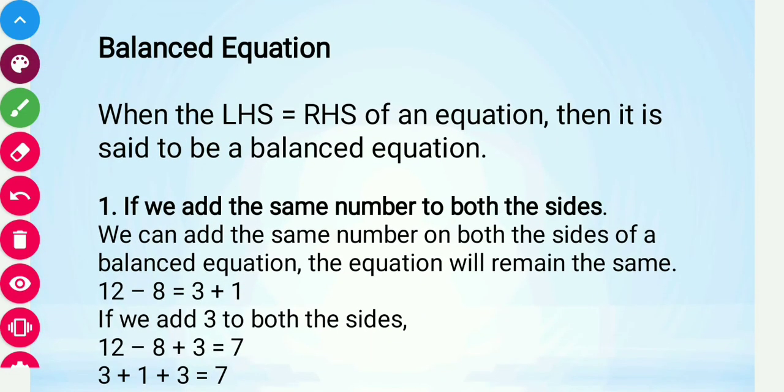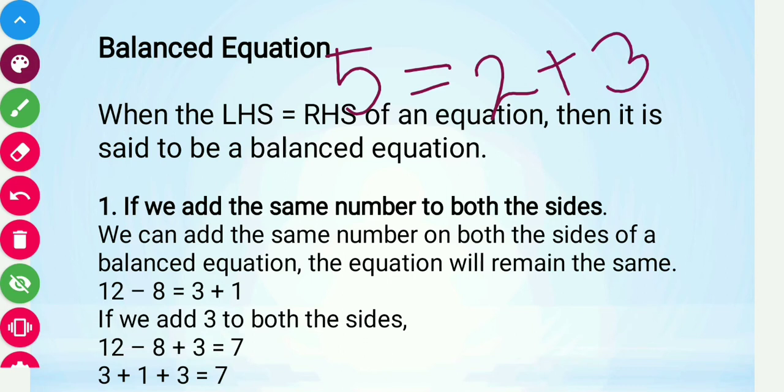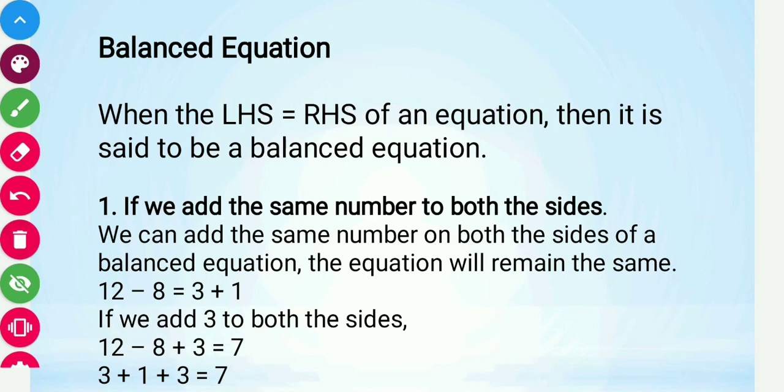Now if we see a balanced equation, as the name itself suggests, we have two parts, RHS and LHS. When the LHS is equal to the RHS, then the equation is said to be balanced. For example, if I have 5 is equal to 2 plus 3, here I wrote 5 is equal to 2 plus 3. Yes, it is a balanced one. Why? Because both sides are equal. Just giving an example. So how do we balance an equation?